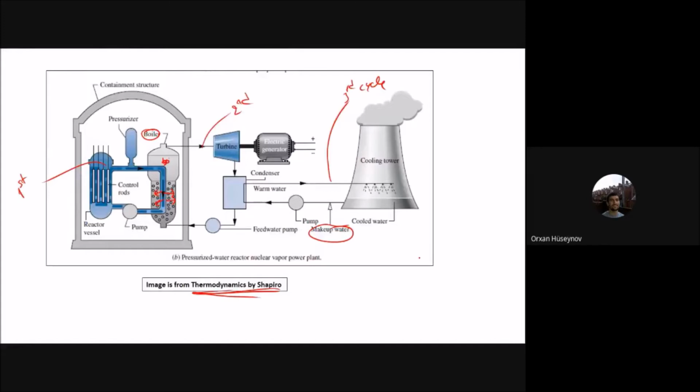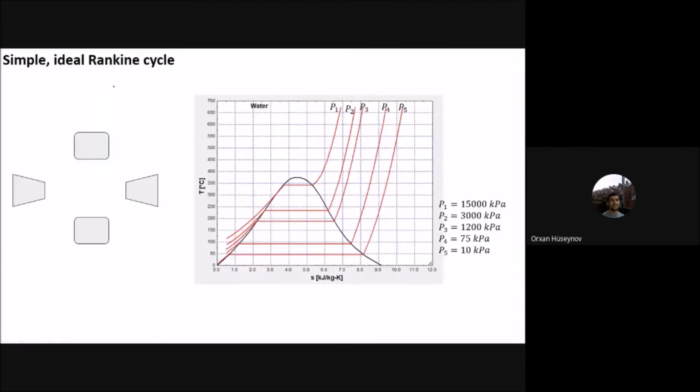What comes to analysis of the simple Rankine cycle here. For the simple Rankine cycle, this one is the ideal one. We have the turbine, and we have the boiler. This one is actually the pump. We have the pump here. You have the boiler, you have the turbine, and you have this condenser here. And this is the cycle.